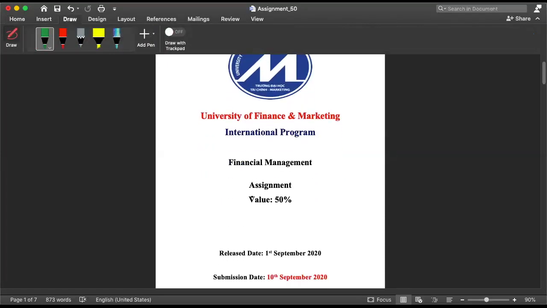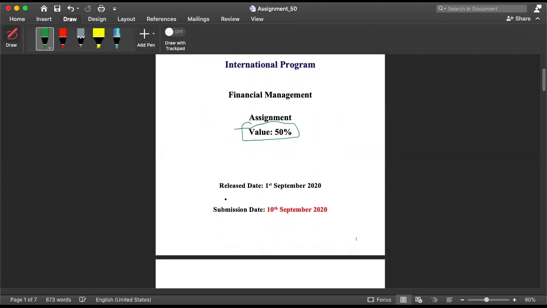So first thing, remember that your assignment value is 50%, right? And I will send you the assignment before 1st of September. I'm working on it. I hope I can send you the assignment by tomorrow. So which means your release date, even if I write the 1st, is okay. And your submission deadline is 10th of September. So you have 10 days to complete your assignment.